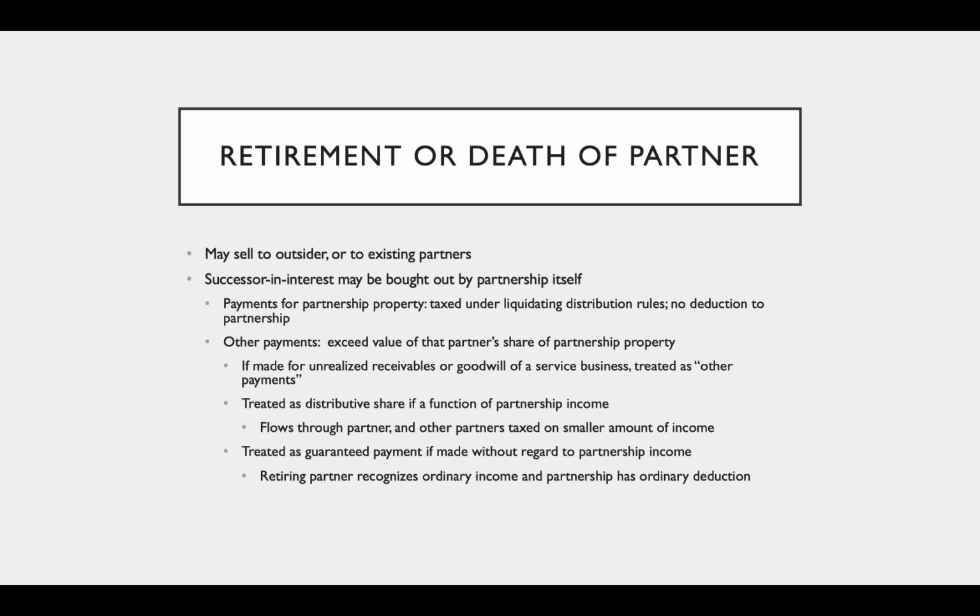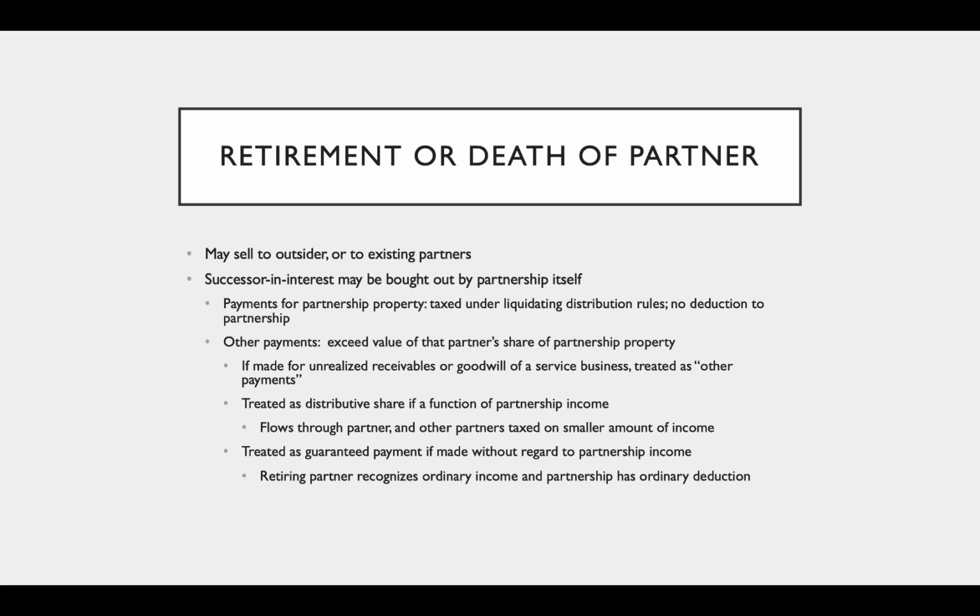And payments for partnership property are generally taxed under liquidating distribution rules, and the partnership gets no deduction for those payments. But if there are other payments in addition to payments for partnership property, they're going to have different tax consequences. So these other payments are payments that exceed the value of the partner's share of partnership property, so the partner's basis. If those payments are made for unrealized receivables or goodwill of a service business, they're treated as other payments. Other payments can be of one of two types.